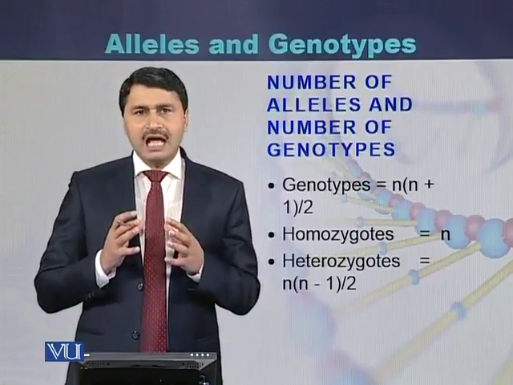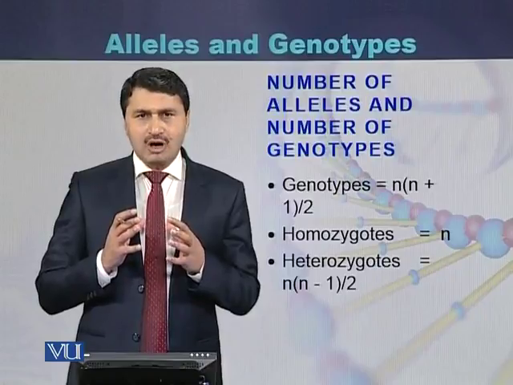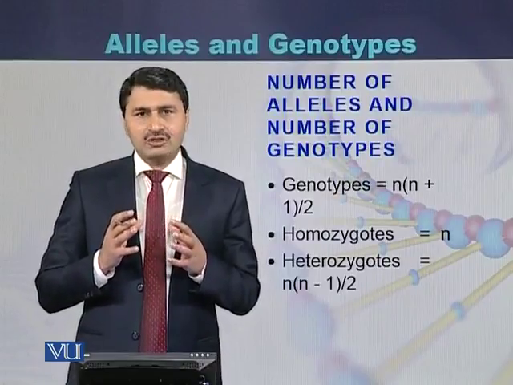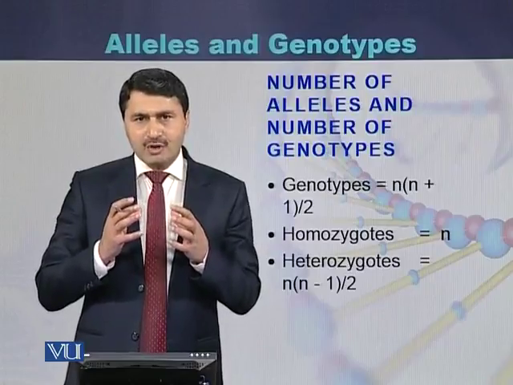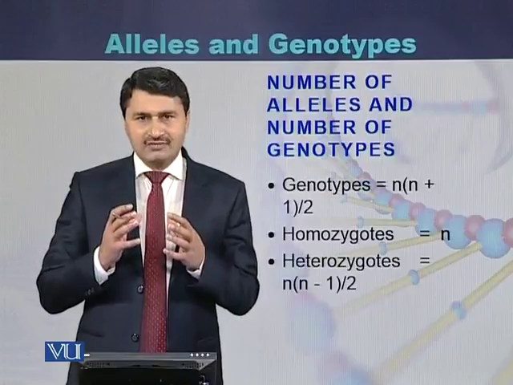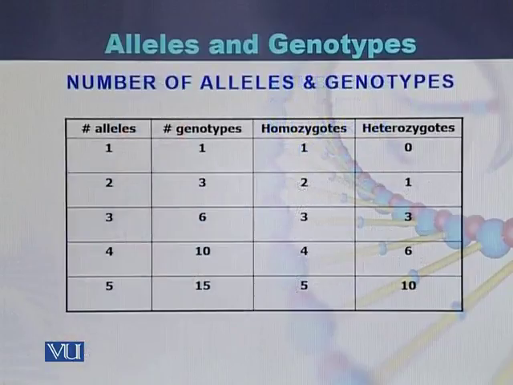In this formula, n is the number of alleles, while to calculate the number of heterozygotes, the formula is n into n minus 1 divided by 2. From this diagram, we can see that if a gene contains one allele, there will be only one genotype and the genotype will be homozygous in nature.